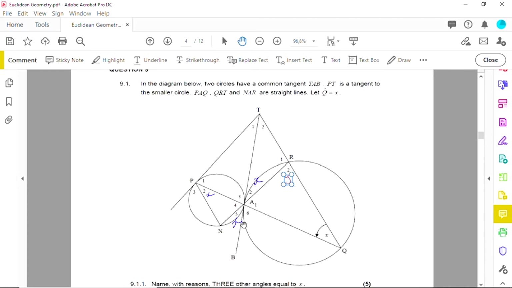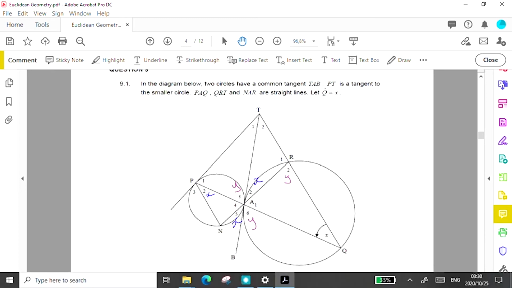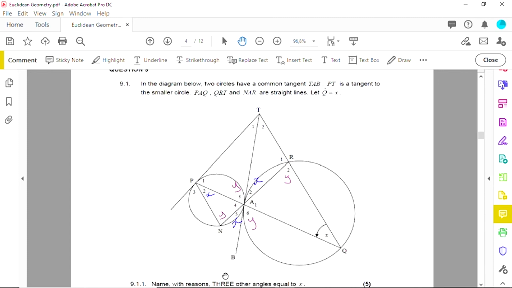So if R2 is Y, we can look at this. With this tangent, R2 must be equal to A6 by tan chord theorem. Because of tan chord theorem, these two are the same. Again, these lines are straight. We have vertically opposite angles, so A3 must be equal to Y. And here we can use this tangent and tan chord theorem. With tan chord theorem, this must be equal to this. So N must be equal to Y. We're using this tangent. Tan chord theorem states that this angle A3 must be equal to N.